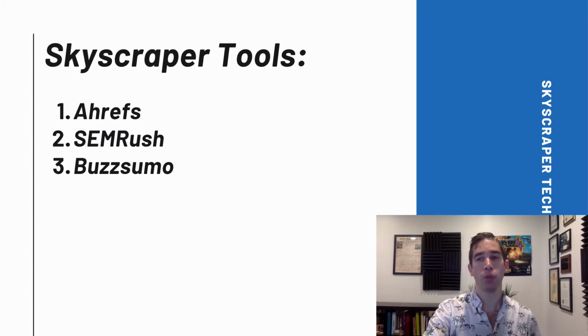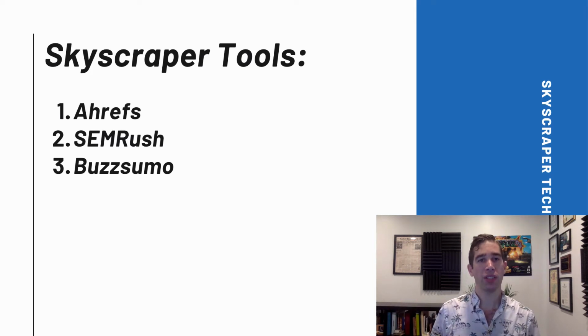And Buzzsumo has some neat features as well for coming up with content for blog posts. Pricing wise, each of these starts at around $99 per month and goes up from there if you want some more advanced features or more keywords to track using their keyword trackers.